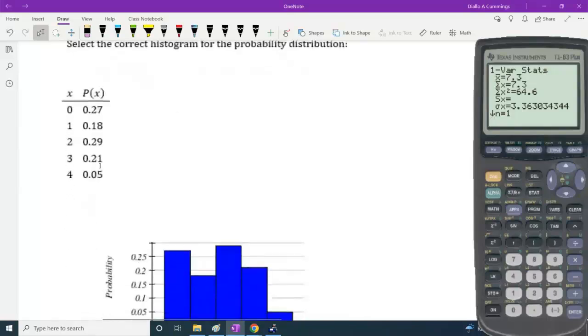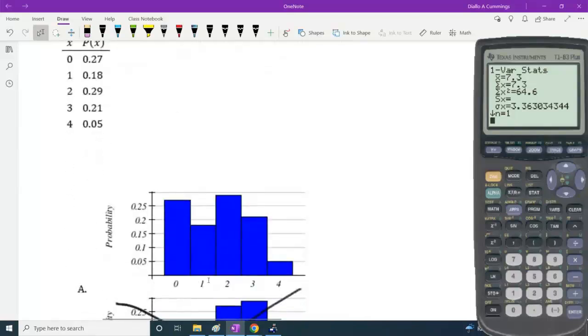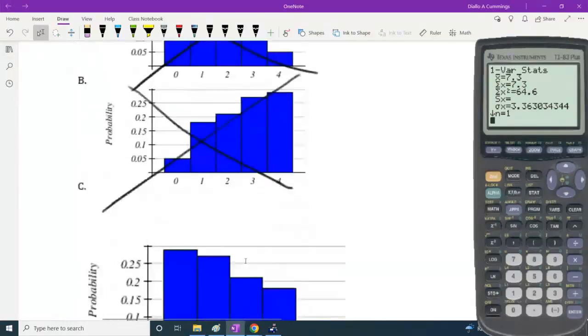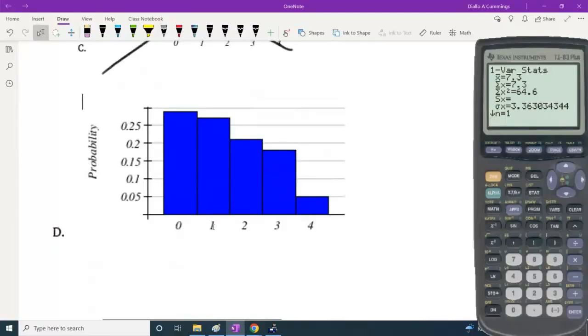The random variable 1 should be at 0.18. So that looks like it could be about 0.18. If I look at my last one, that overshoots 0.18, right?